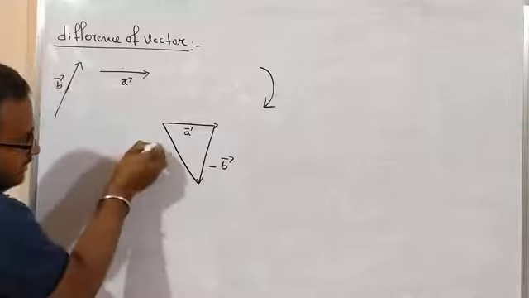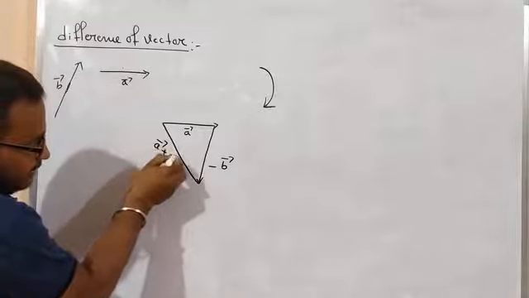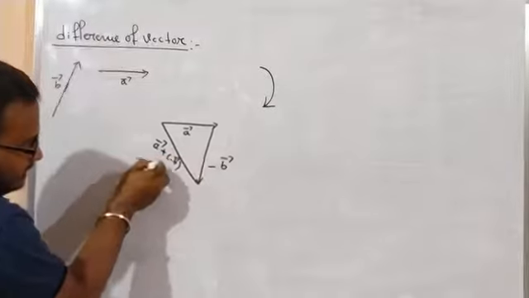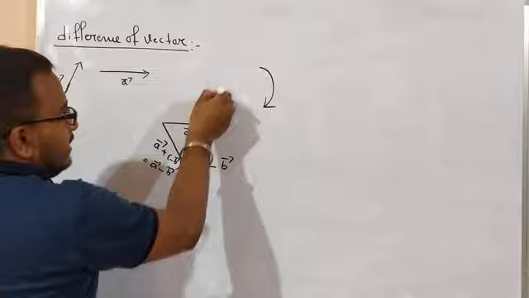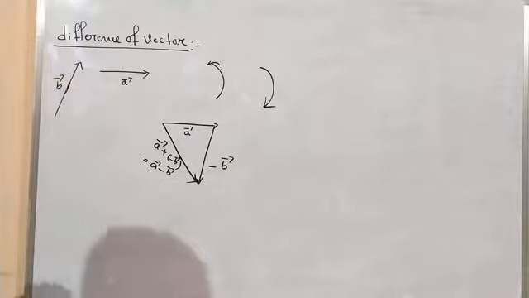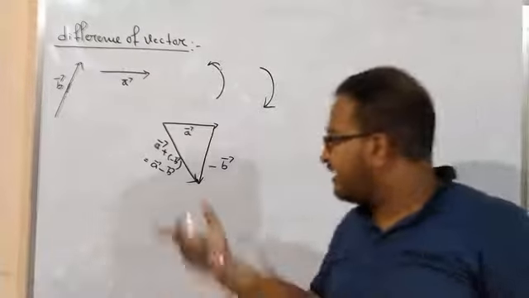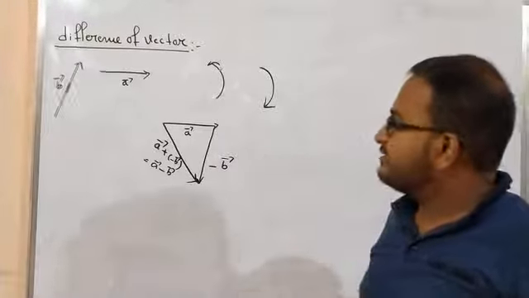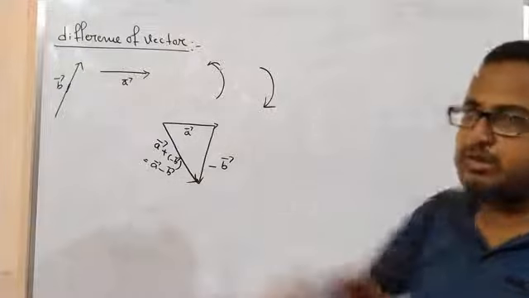And it will be a vector plus minus b vector, right? So it is nothing but a vector minus b vector. So it will be in this direction. This is the direction, right? So the difference of vectors is the same as the addition of vectors, isn't it? You have to use the concept of addition of vectors.